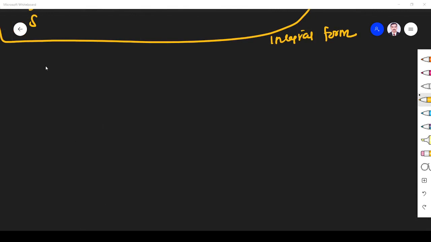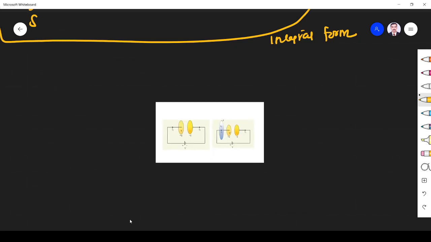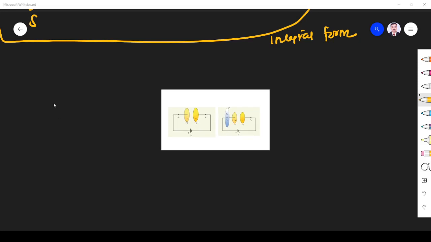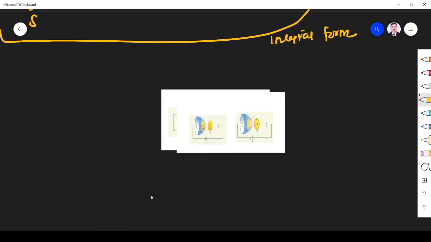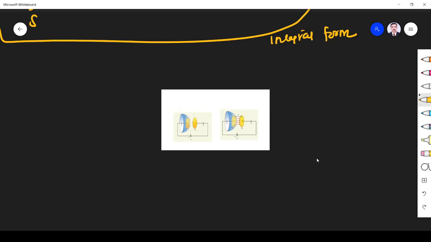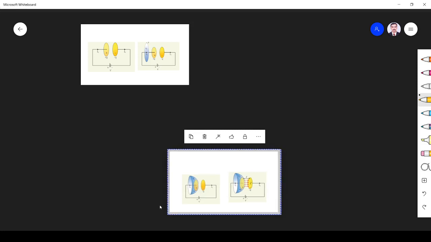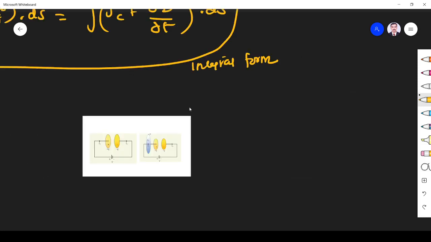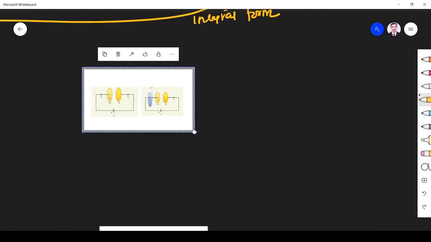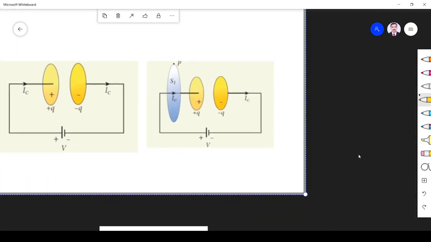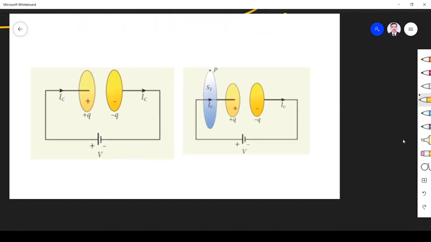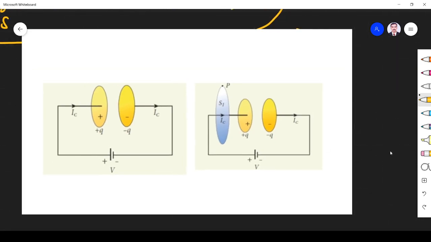Okay, let me take this too, right? Okay, fine. This one and this one. Okay, now we see this, right? Okay, first let us take this example. Where is that? Please bear with me for the delay. Okay, you see here, right? So I want to explain Maxwell's equation still further.